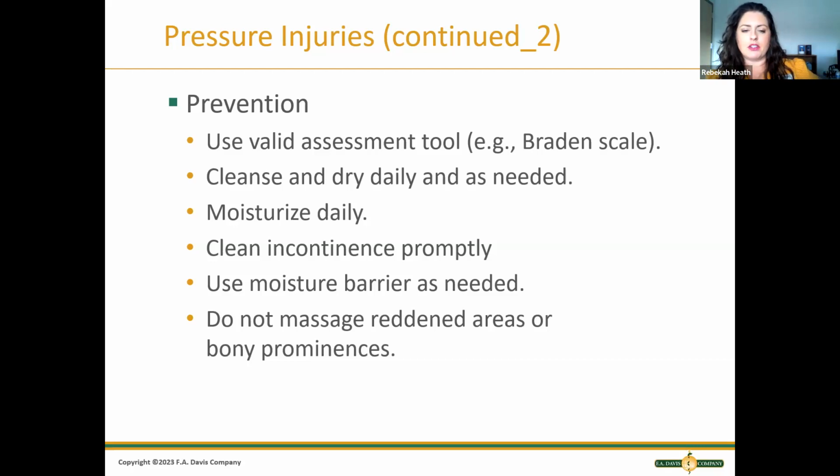One thing we want to do for prevention is we don't want to massage reddened areas or bony prominences. That massage can actually injure the skin worse.